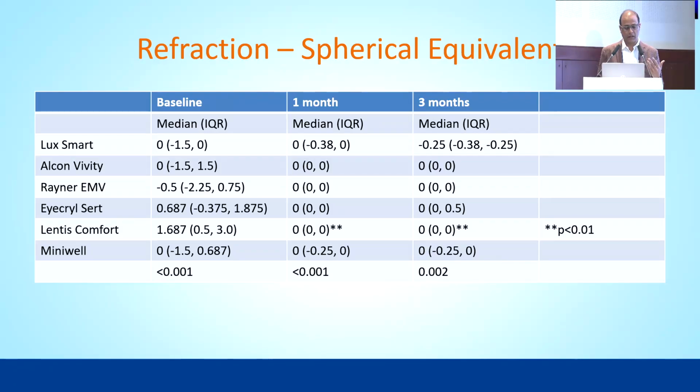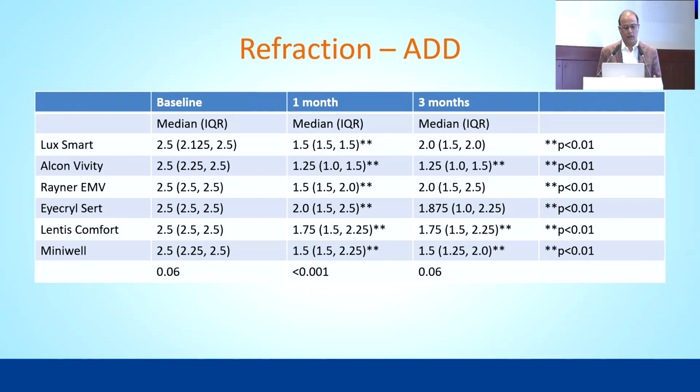The refraction was again variable, but if you see 1 month and 3 month outcome, the refractive outcome was excellent in all the groups. The add on the first month was again variable. However, Acryl Isert had a little higher add compared to other lenses, while LuxSmart, VVT, and Minivel had the least. And as I share my statistics, you'll know that these 3 lenses have done exceptionally well. At 3 months, the number of patients was lower in this group.